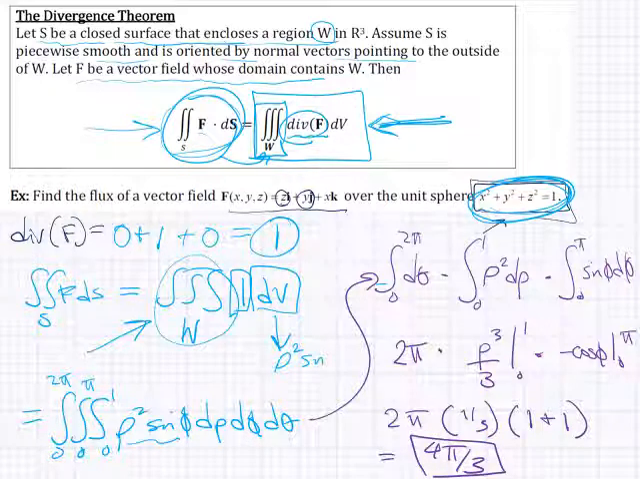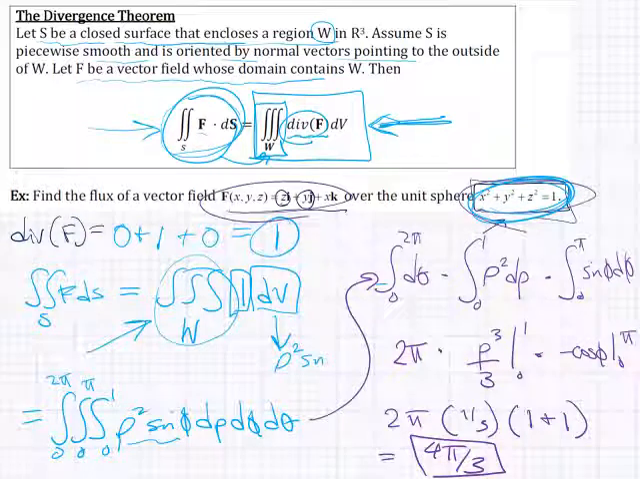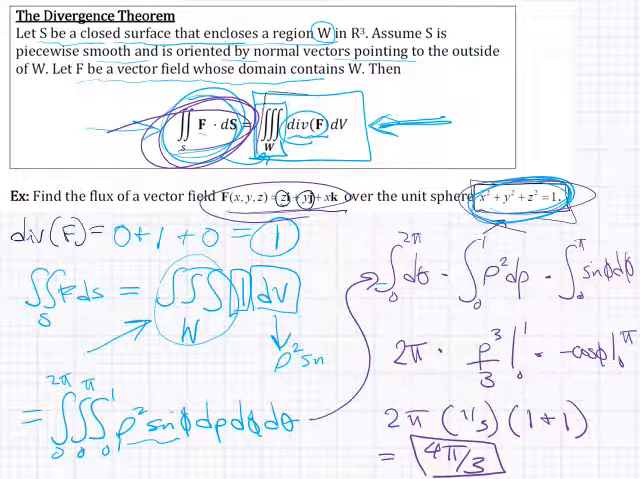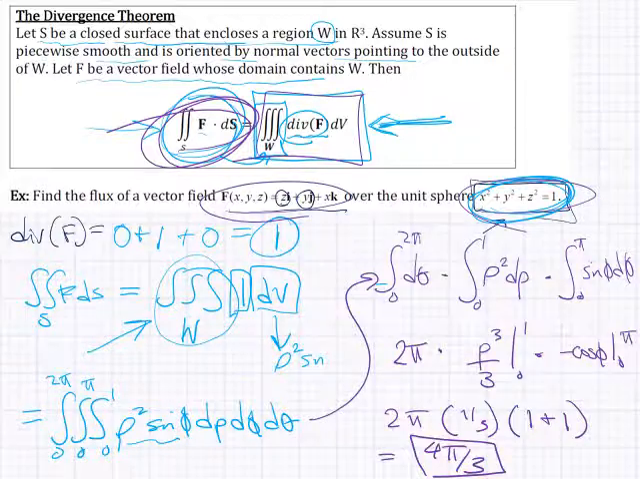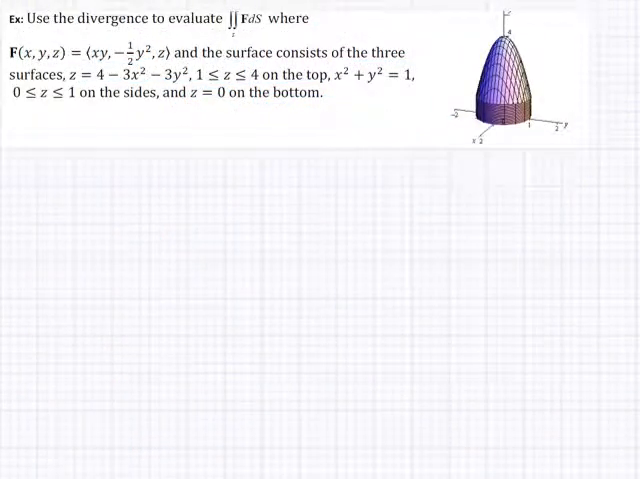And so the flux of this vector field over the surface would be 4 pi thirds. But notice we didn't have to integrate the vector field over the surface directly, and that's the beauty of the divergence theorem. Here's another one. We're going to use the divergence theorem to evaluate this vector field over the surface, okay?